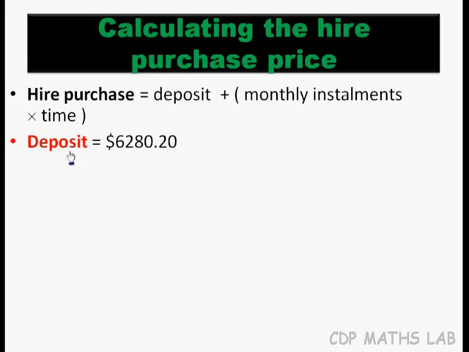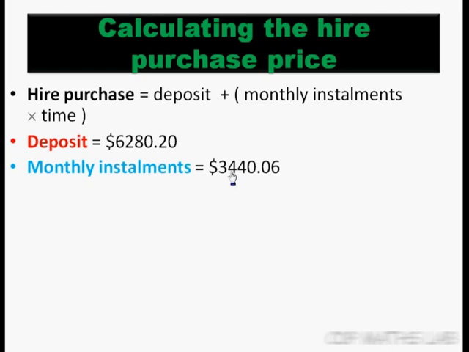Now the deposit was equal to $6,280.20. So what you do, you write the formula at the top, then you write what the deposit is. Good, so this is the deposit right here. Then you write what the monthly installment is, which is $3,440.06. Then you're going to write out what the time is.